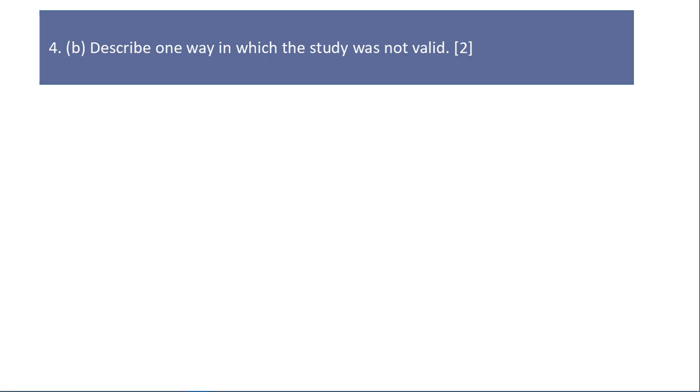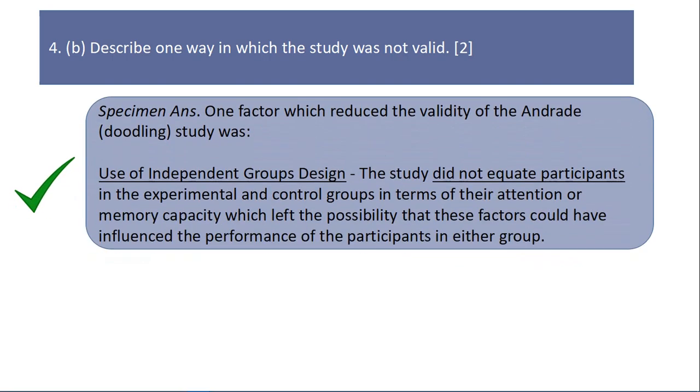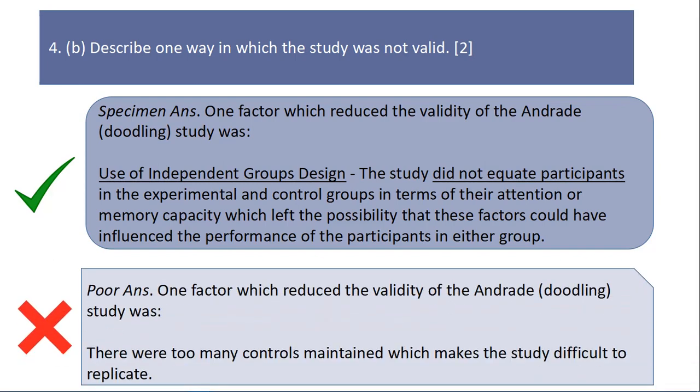If while evaluating the study you have prepared for the weaknesses well, then this question will be easy to answer. We are just stating one way in which the study was not valid. We are not saying that the study was not valid. Keep that in mind. You can see a mistake candidates often make on the screen now. This is a classic case of confusing reliability and validity.